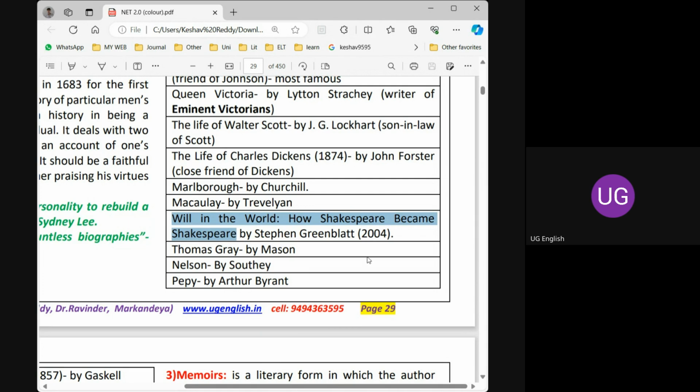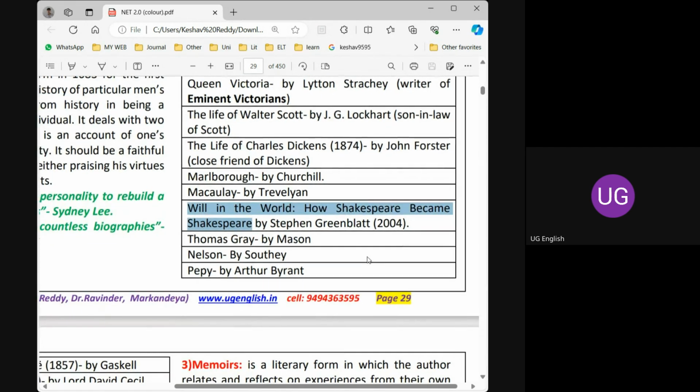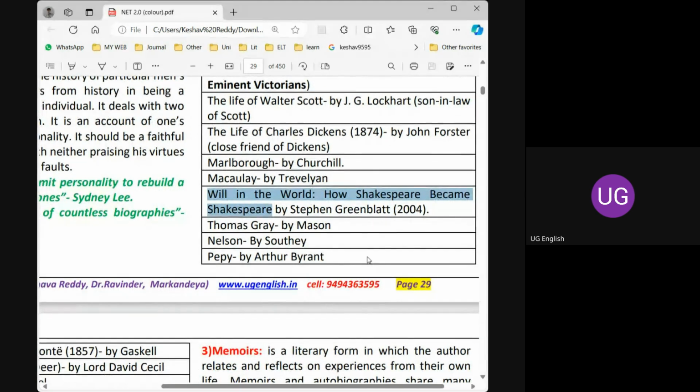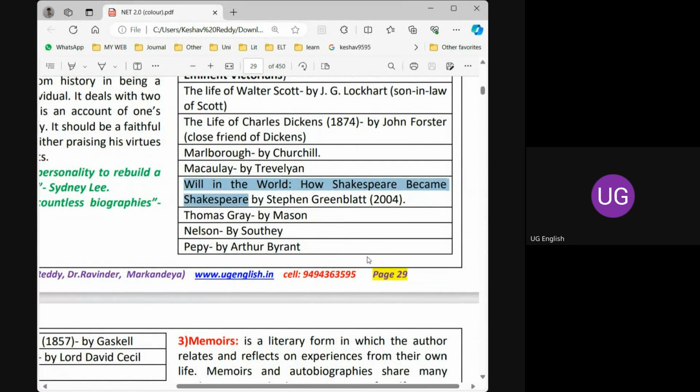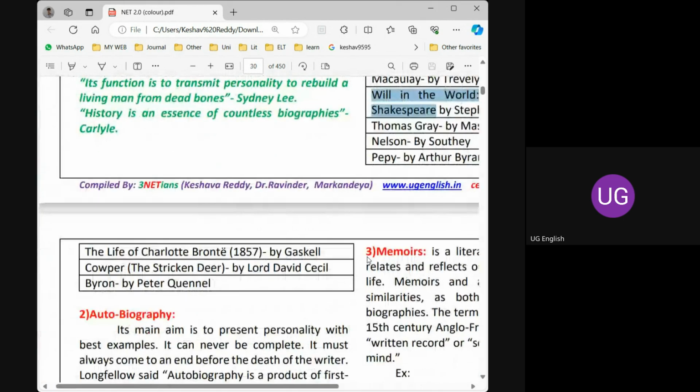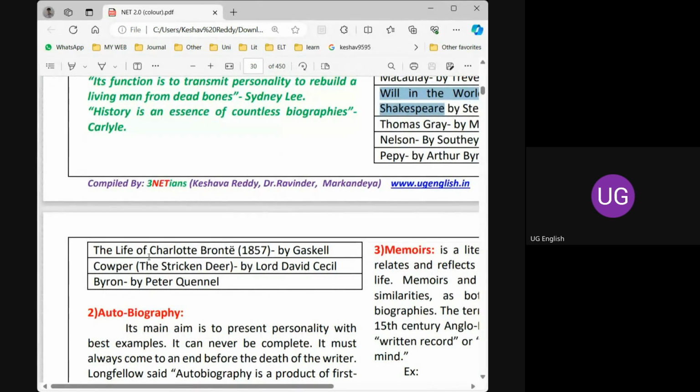We will discuss it in Shakespeare criticism. Stephen Greenblatt, historical criticism, that is called historical criticism. We have a separate chapter in criticism. Will in the World, the subtitle is How Shakespeare Became Shakespeare. A very interesting one. And the Life of Charlotte Bronte, Ravinder sir has given this input to you, is by Elizabeth Gaskell. Very important work.